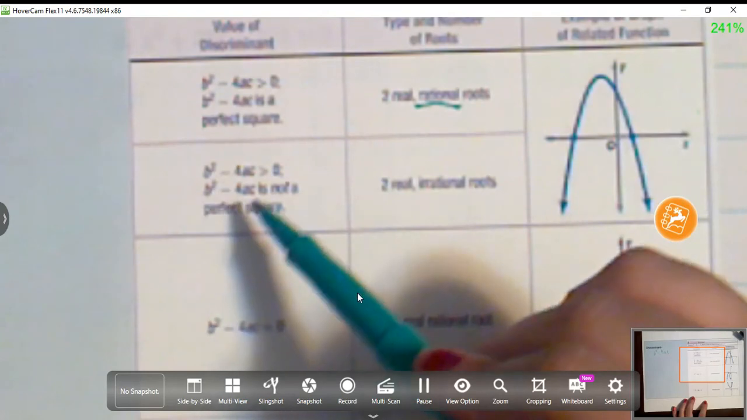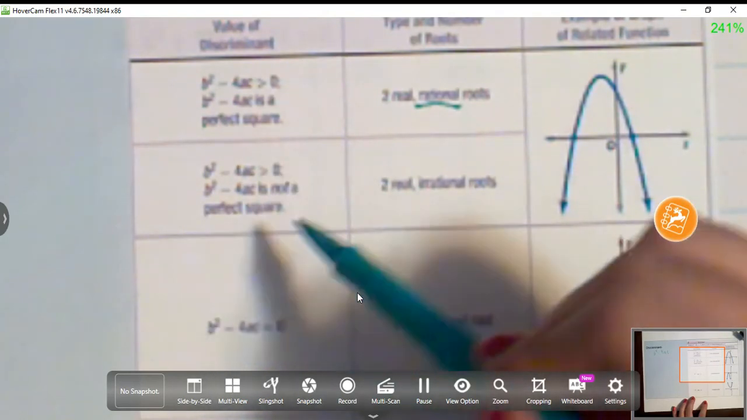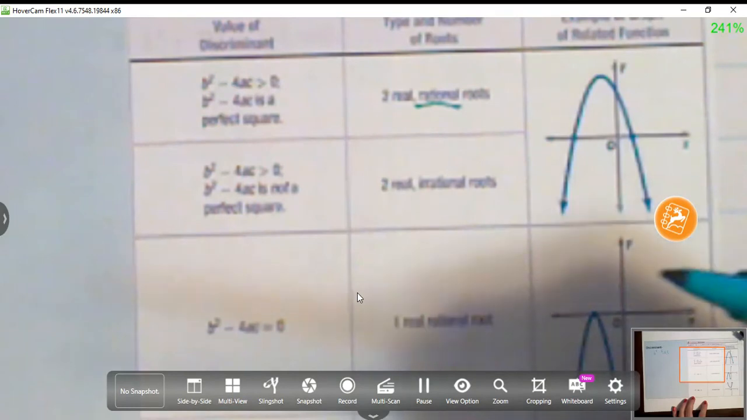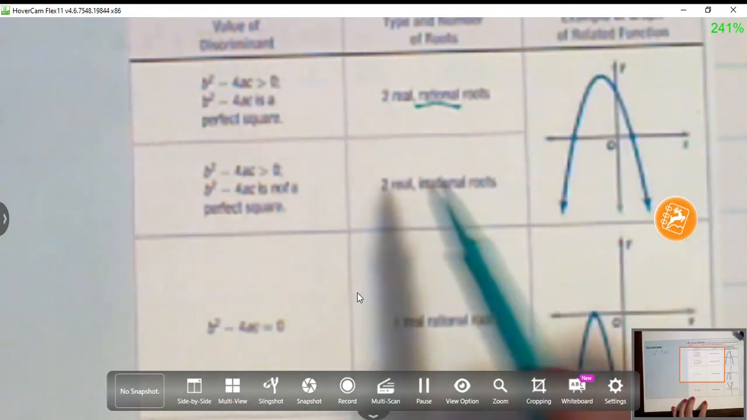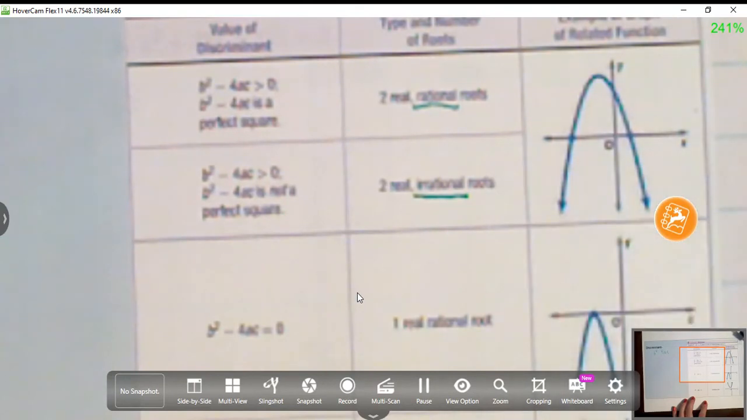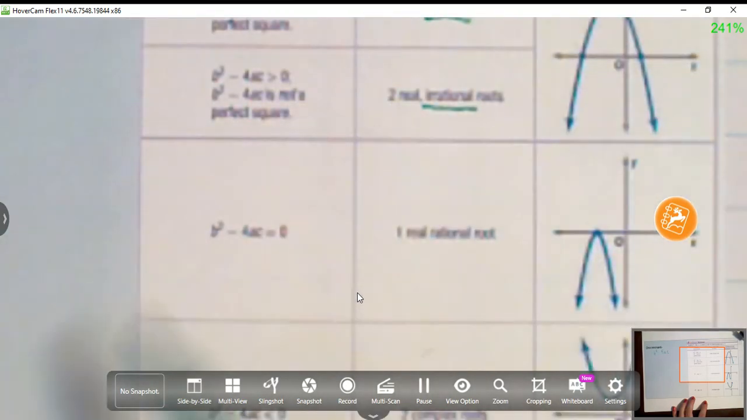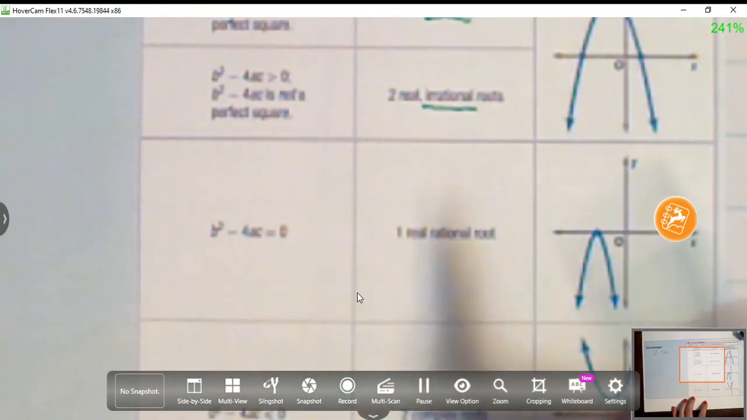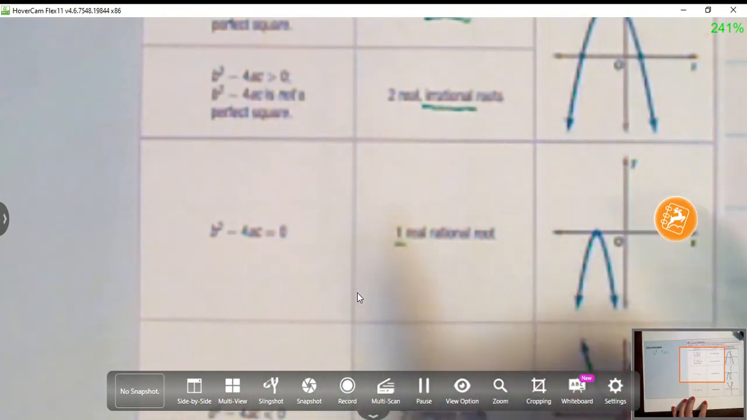Now, if b squared minus 4ac is greater than 0, but it's not a perfect square, like our last example where we got the square root of 92, we're still going to have two real roots, but this time they're going to be irrational. So we'll still have the graph that looks the same way. It's still going to cross our x-axis two times. Just those two numbers aren't going to be nice, pretty numbers. They're going to be in between two integers, which is fine. I still have two real roots. They're just irrational.